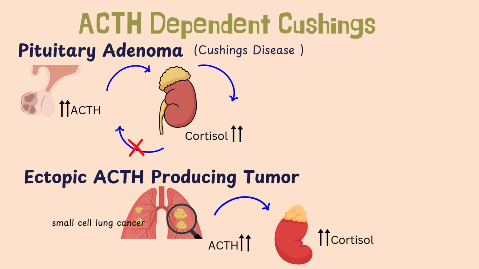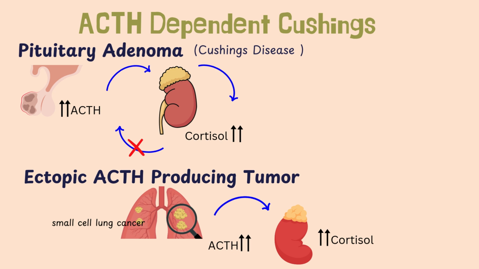And when that cortisol travels back to the pituitary gland and tells it, hey, we need to keep everything in balance, please dial back the ACTH, the pituitary gland doesn't do that because it has a tumor and is in overdrive. So essentially our feedback loop is broken, and this leads to persistently high cortisol levels. So in Cushing's disease, we have elevated ACTH levels and elevated cortisol levels.